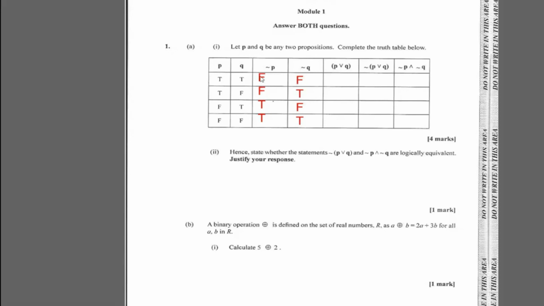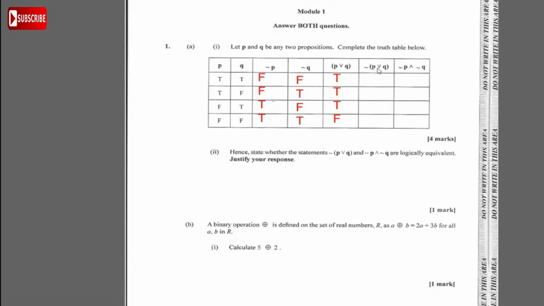Alright, P or Q, it's only going to be true when either is true. So true or true is true. True or false is true. False or true is false. And false or false is false. So that's what we get.